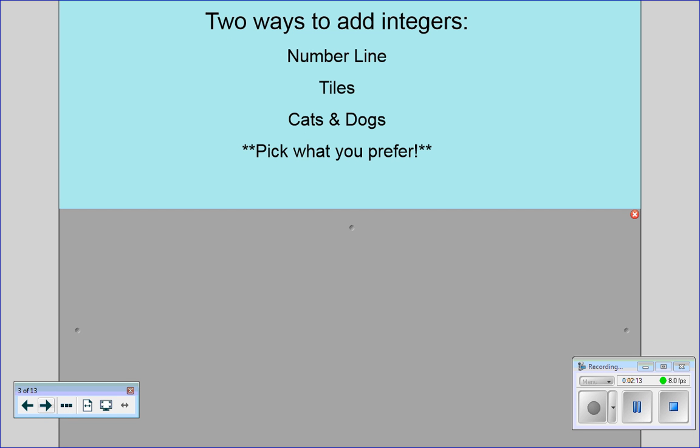So, ways to add integers. I have number line, tiles, cats, and dogs. Pick what you want. I'm going to stick with tiles. I'm going to talk about tiles, and I'm going to talk about cats and dogs the most. Because I think you're old enough to handle cats and dogs. Do you remember what you used last year? Did everybody use cats and dogs kind of in here?